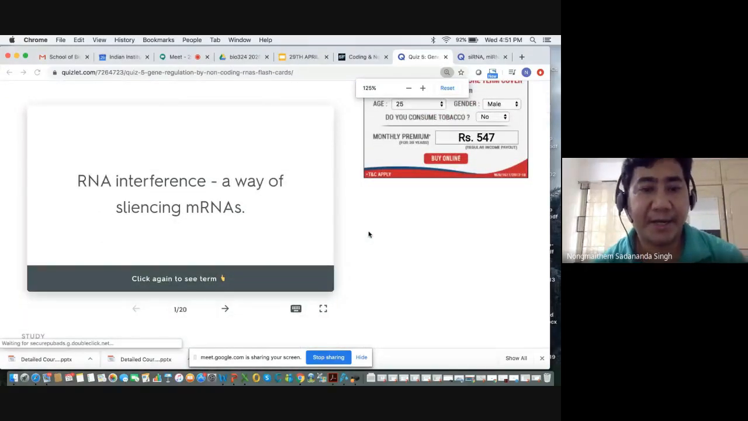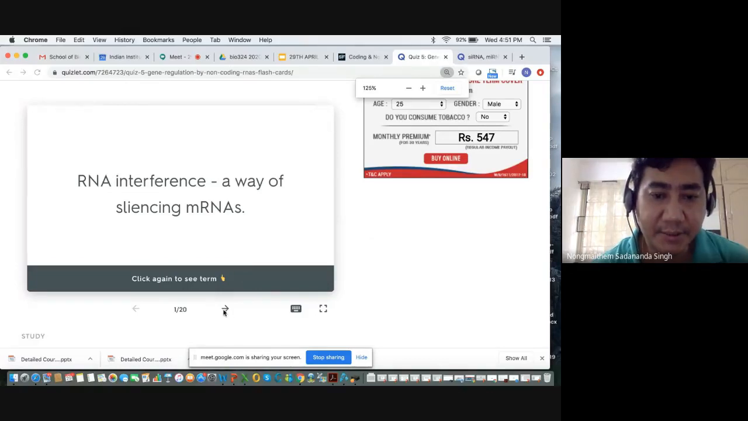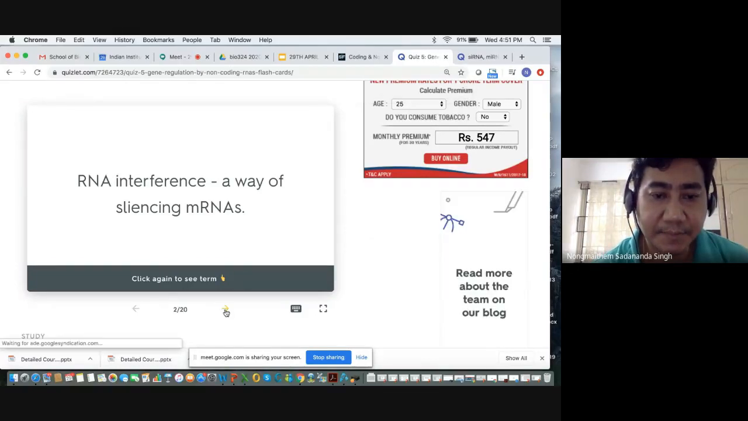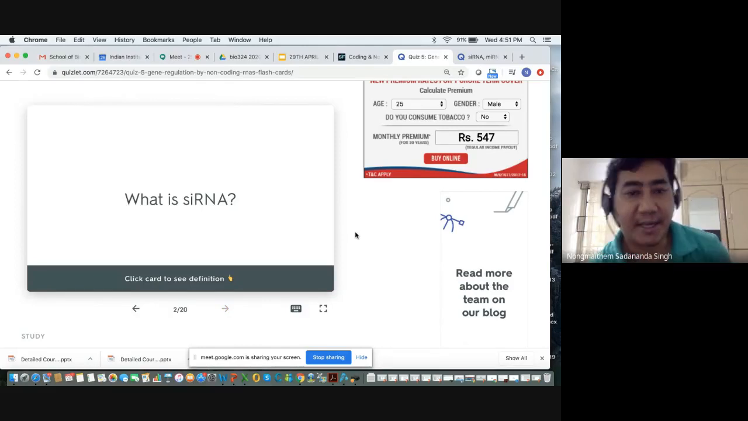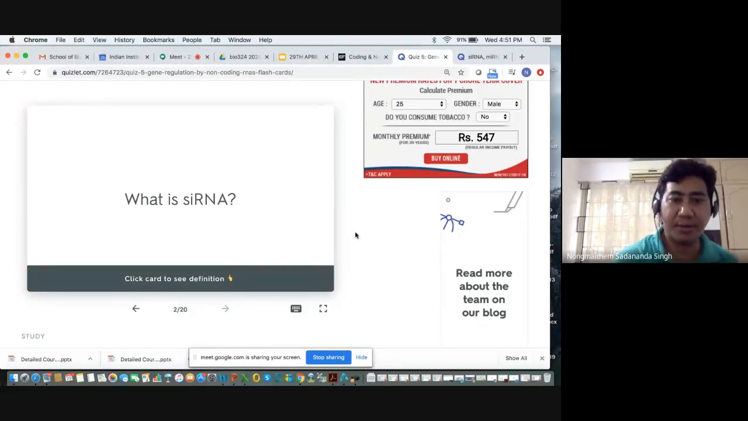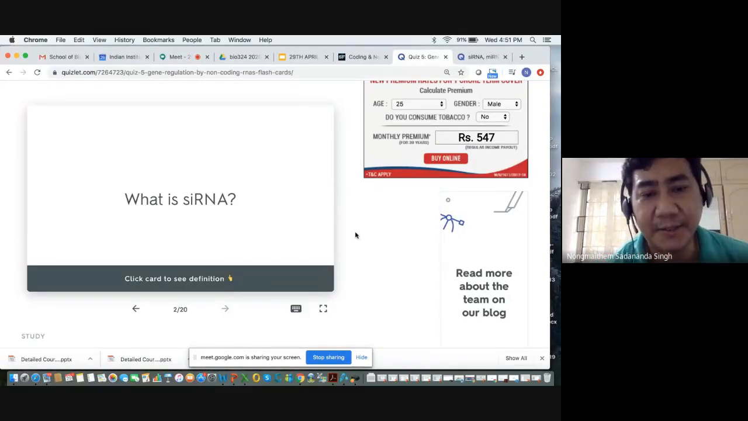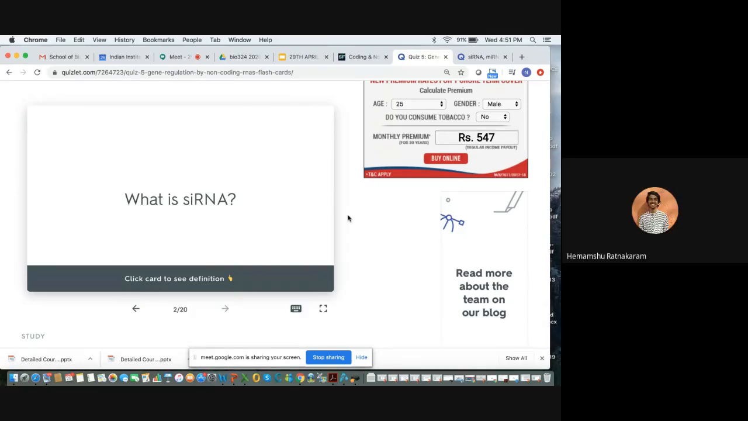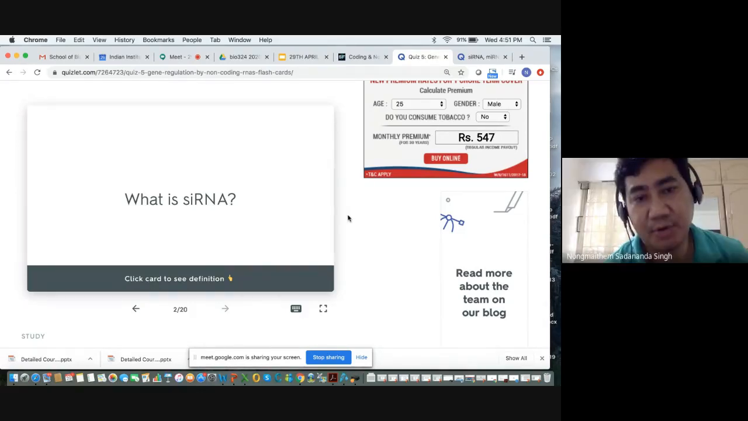Yeah. RNA interference, a way of silencing mRNAs. So these are the sections. What is siRNA? It's more of discussing how it evolved. Anyone? siRNAs? Small interfering RNA. Yeah, small interfering RNAs.